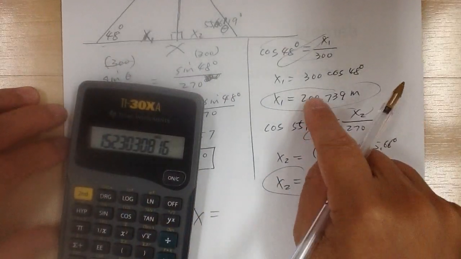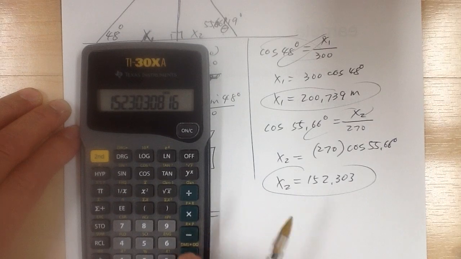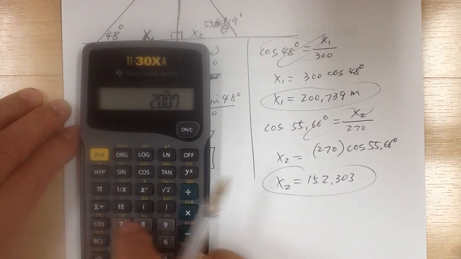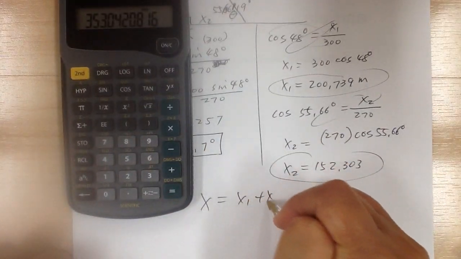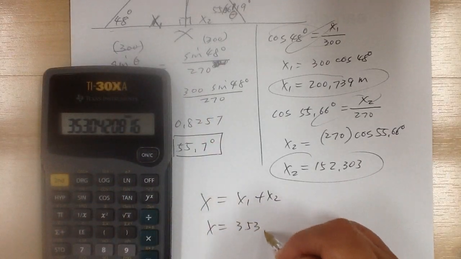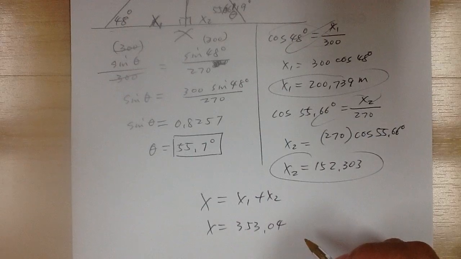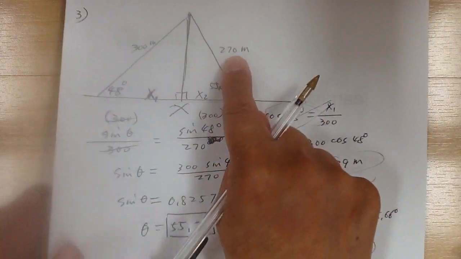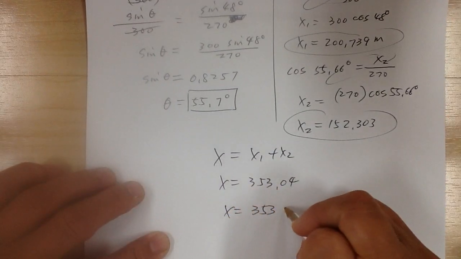Okay, so now x would be just these two added together, right? So I'm going to add this with that. I have this number, so I'm not going to erase. So plus 200.739 equals, so x will equal 353.04. Okay, and if you round it off, now this is pretty close. Since there are 3 digits, I'm going to round it off to 3 digits. So x equals 353 meters.